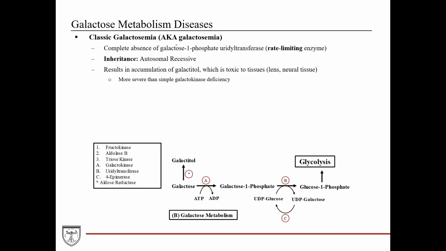Now, classic galactosemia, this is the complete absence of galactose 1-phosphate uridyl transferase, which is the rate-limiting enzyme for galactose metabolism. So you're missing this here, so you don't get production of glucose 1-phosphate from galactose 1-phosphate. That leads to a buildup of galactose 1-phosphate within the liver, and then you also have a buildup of galactose, which then leads to a buildup of galactitol, which is obviously toxic. The inheritance is autosomal recessive, and like we said, it results in an accumulation of galactitol, which is toxic to the lens of the eye and neural tissue. And this buildup of galactitol is actually more severe in classic galactosemia compared to simple galactokinase deficiency.